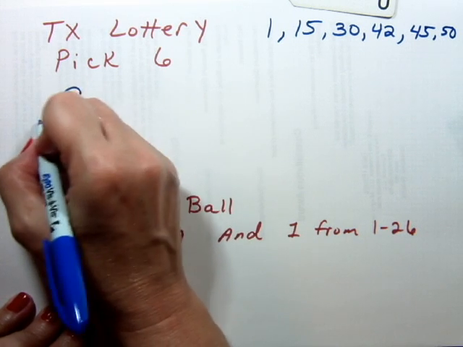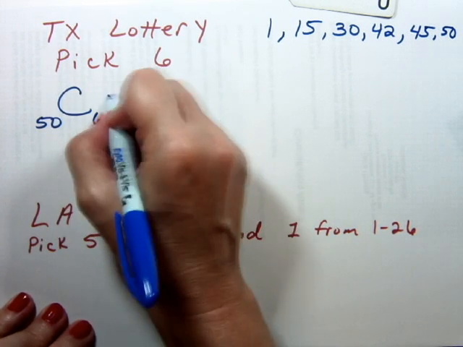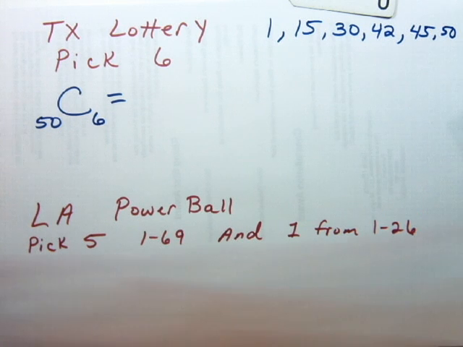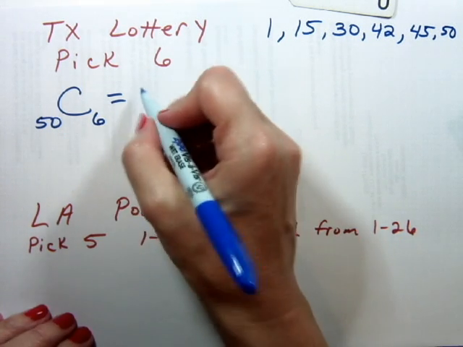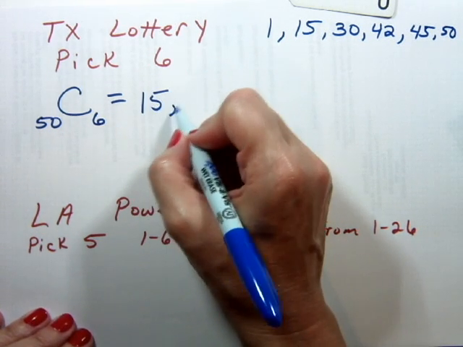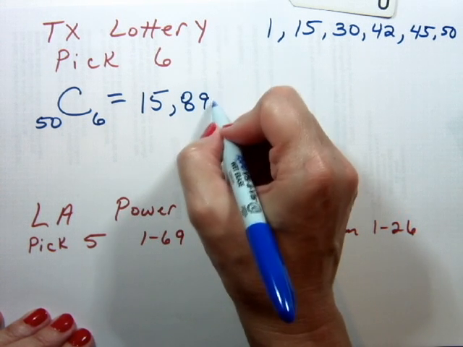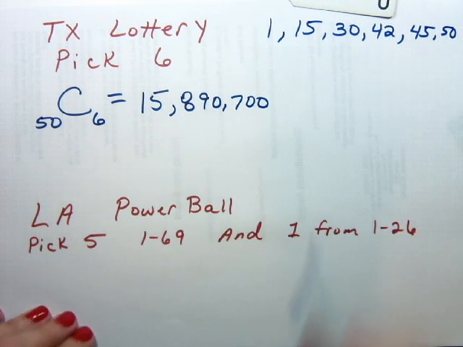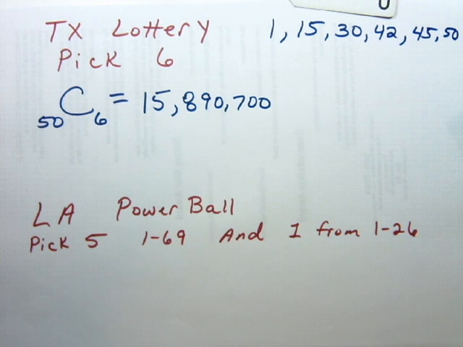Now when Texas started, we actually had 50 numbers in the Texas lottery. And that gave us, you can do it on your calculator, but I've already done it, 15,890,700 possible combinations. So if you bought one lottery ticket, your probability of winning is 1 out of almost 16 million. If you bought 10 lottery tickets, it'd be 10 out of almost 16 million.